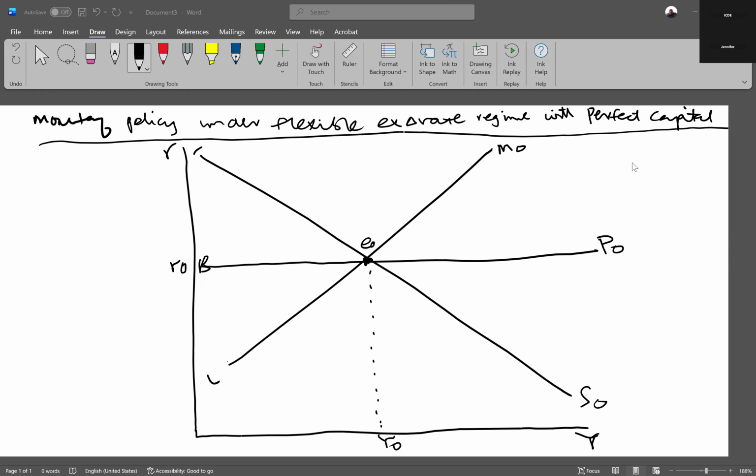Okay. So monetary policy. So the LM, that's an increase in money supply. So the LM shifts to the right. So we have it here as L.